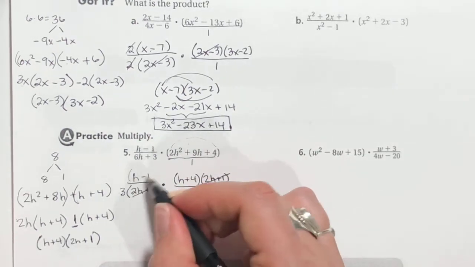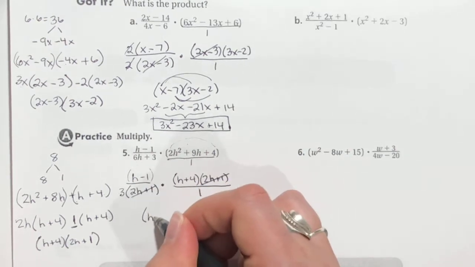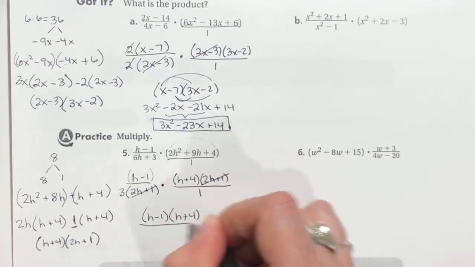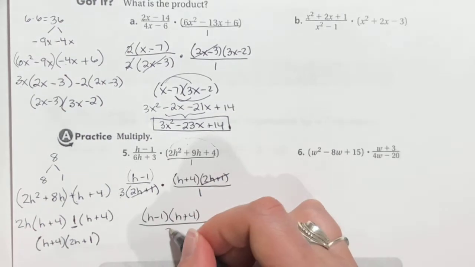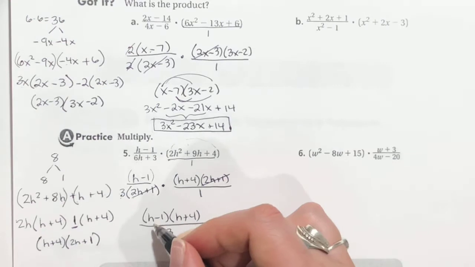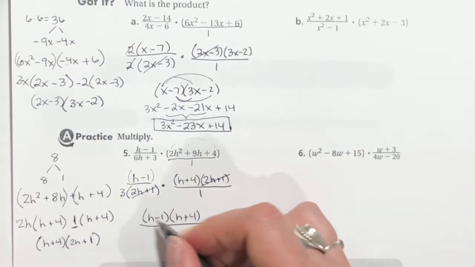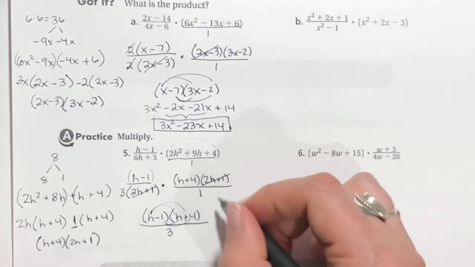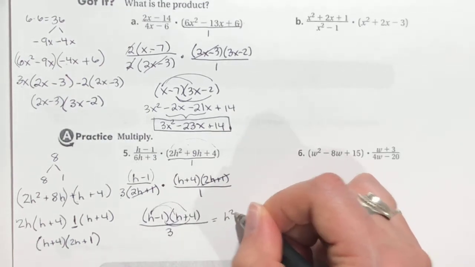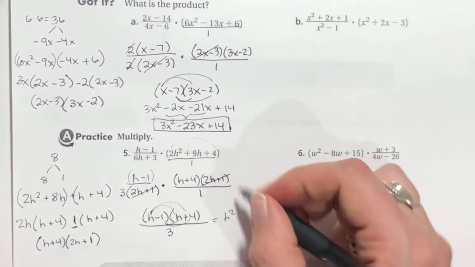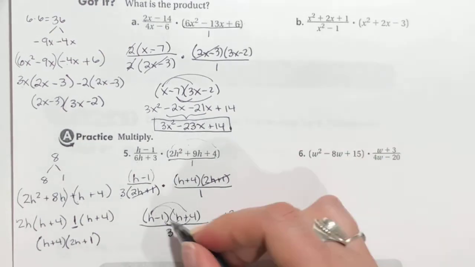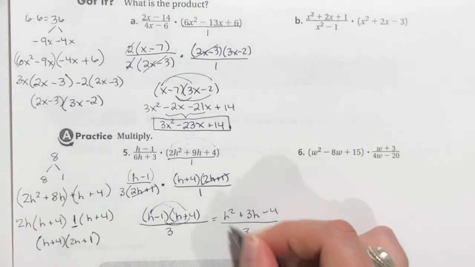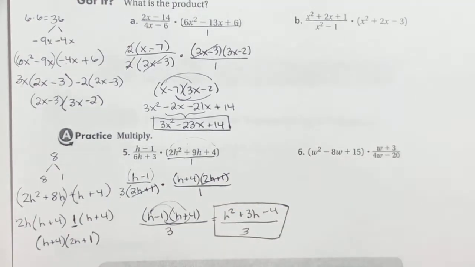So on the top we have an h minus 1 times an h plus 4. And on the bottom we have 3 times 1, which is just 3. And then again, you could sometimes just leave it in this form, but if they want you to FOIL it, you can go ahead and FOIL it really quick. That will give us h squared plus 4h minus 1h, which is 3h, and then negative 1 times 4 is a negative 4, all over 3. And that would be your answer.